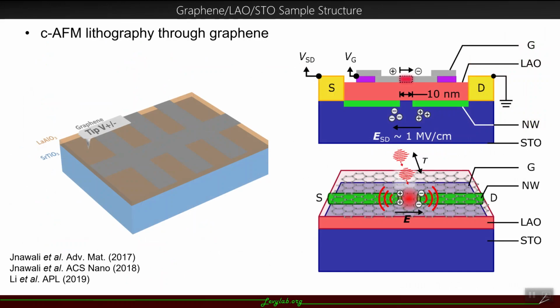So for comparison, I'll briefly mention some work we did previously on graphene. Because graphene is less than a nanometer thick, we're able to perform CAFM lithography through the graphene and define these nanostructures beneath. So you can see here on the right, here is the graphene with this nanojunction defined below at the LAO/STO interface. So similarly, we perform this time domain terahertz spectroscopy.